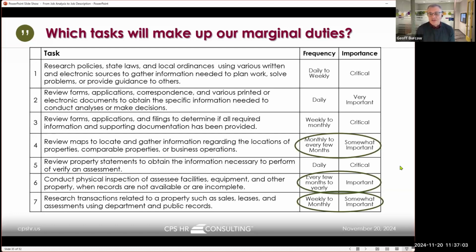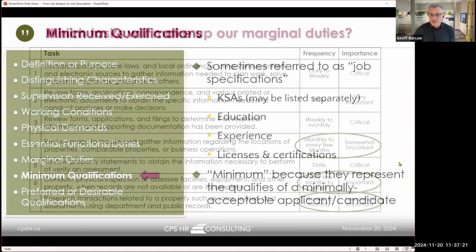Now, these are just guidelines, and this is a good starting point, and I'll remind you of this later, but it's always good to use subject matter experts when you're trying to identify what's fundamental, what's essential, and what's marginal. This is a great starting point.